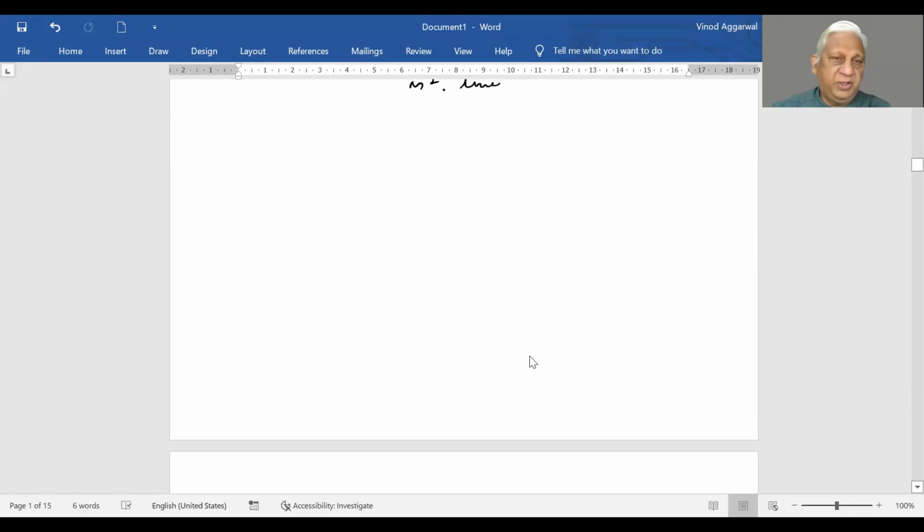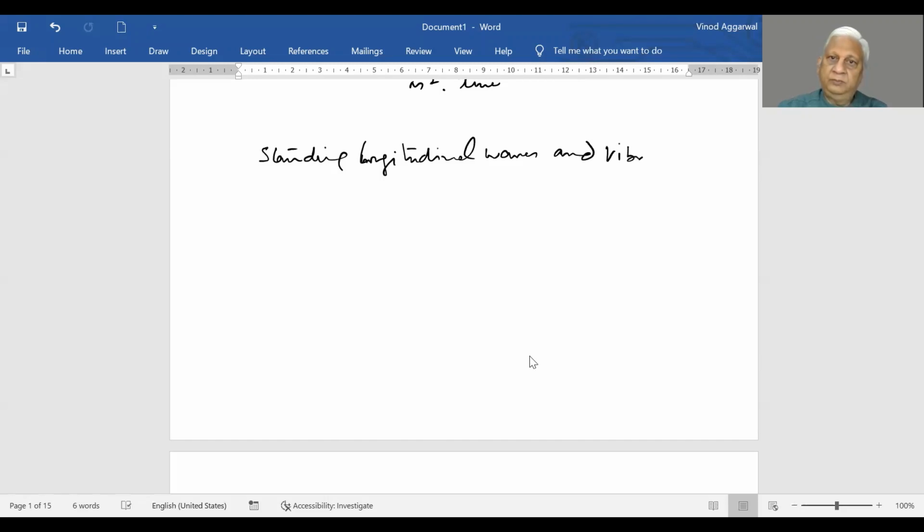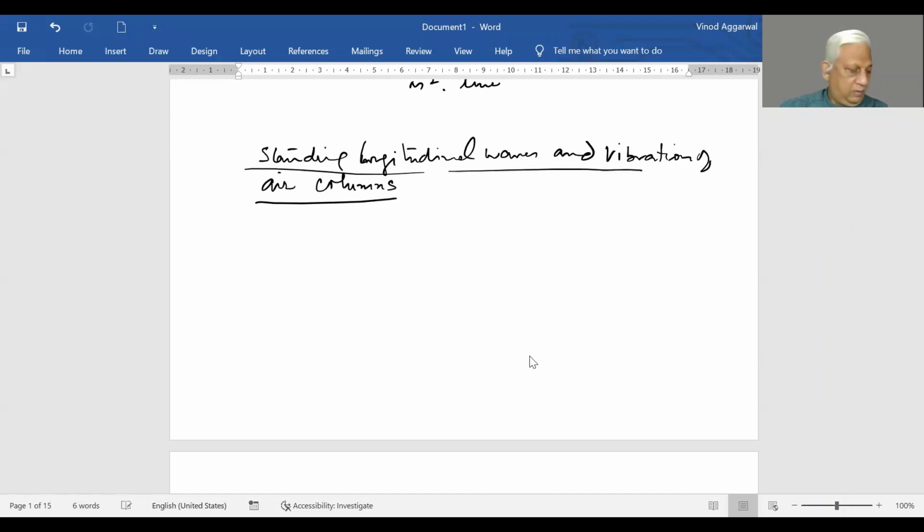Now, like in strings, we have studied standing waves. In sound also, we have exactly similar phenomena, but slightly in a different way. And we again have this phenomenon of standing waves and vibration in air columns.